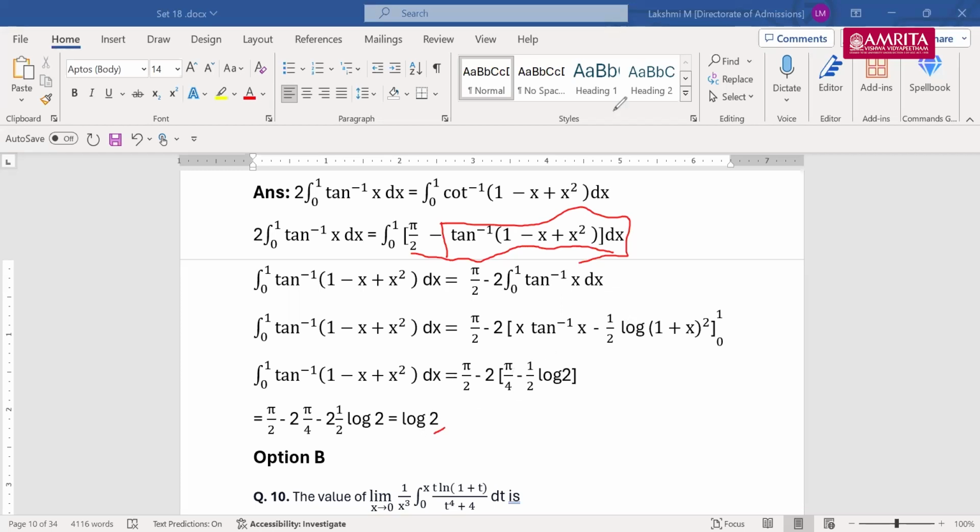Those students who have raised your hand, if there are any queries, please do type that in the chat box so that I'll be able to help you. So from where we have started, you have to think of it.